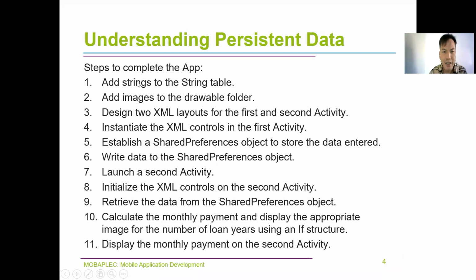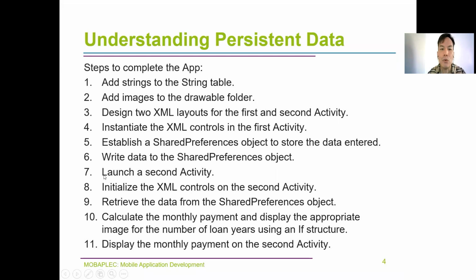First, we're going to be using the table and images using the drawable folder. We're going to design an XML for the first and the second activity. Then afterwards, we could instantiate the XML layout based on the control for the first. Then after that, we need to establish shared preferences using the stored data entered. So meaning the preferences object, as we go through step 5. Then on step 6, we're going to write the data based on the shared preference.